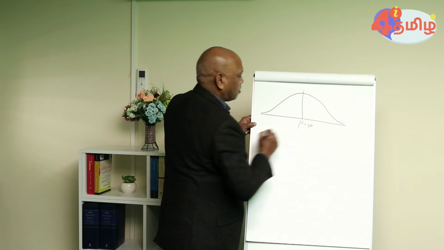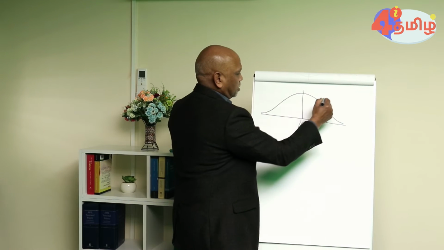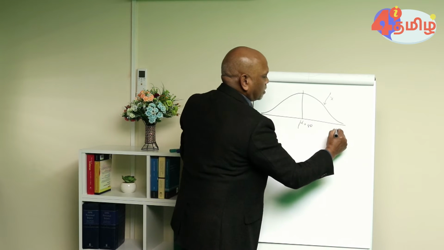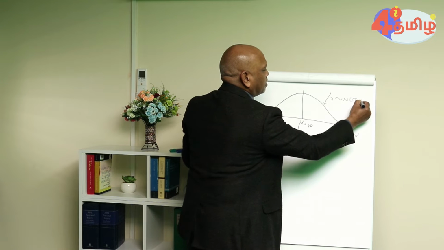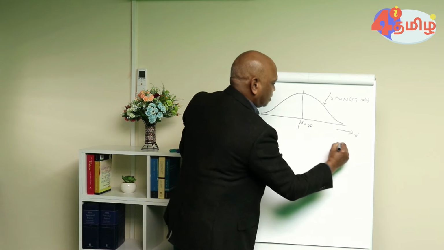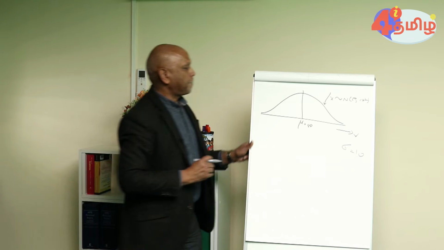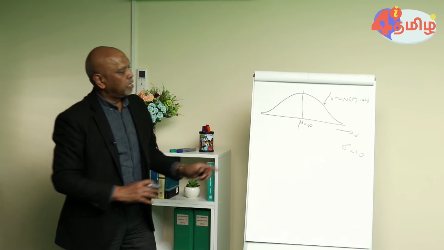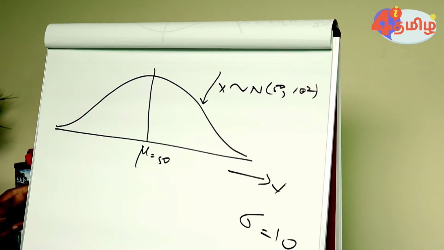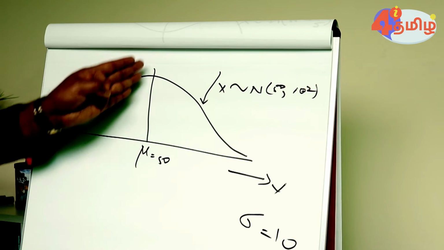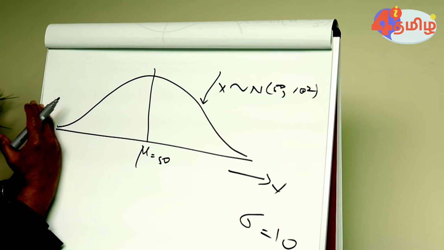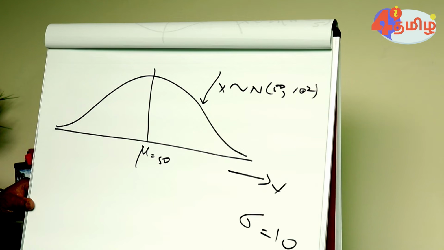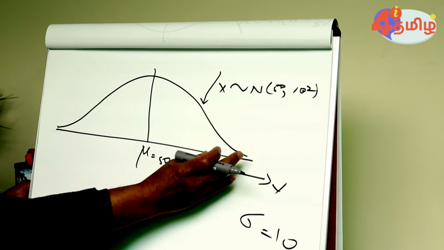Mu is 50, we have said it, and standard deviation, write this, x corresponds to normal 50, 10 squared. So standard deviation is 10. I have said the whole of the graph, under the whole of the graph, the area is 1. And again, I have said the graph is symmetrical about mu. So what I'm saying is, the left-hand side is 50%, the right-hand side is 50%. The probability this side is half, the probability that side is half.